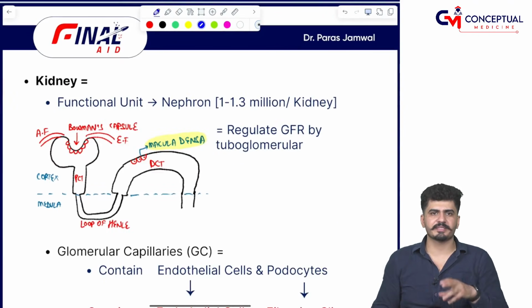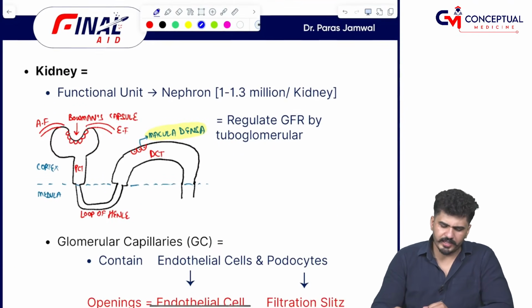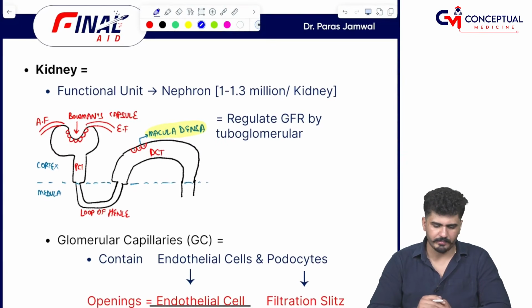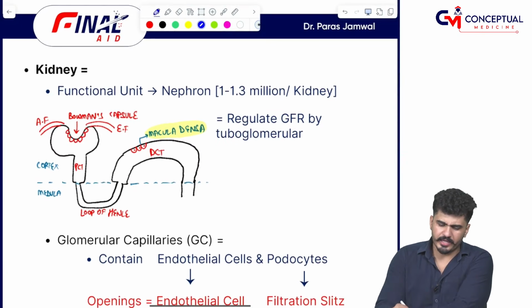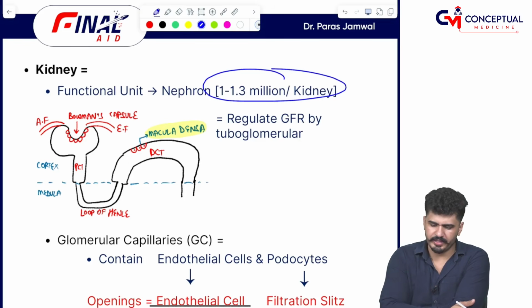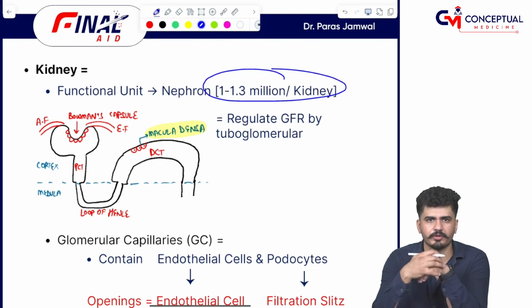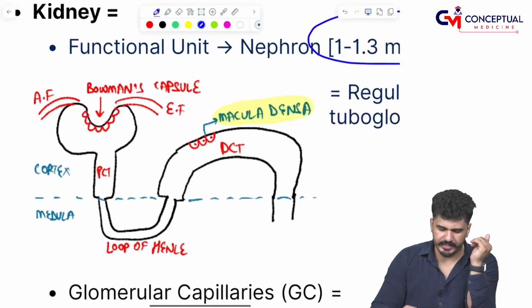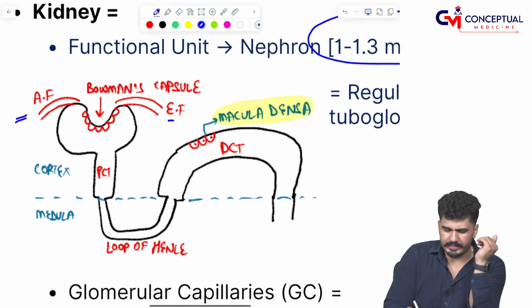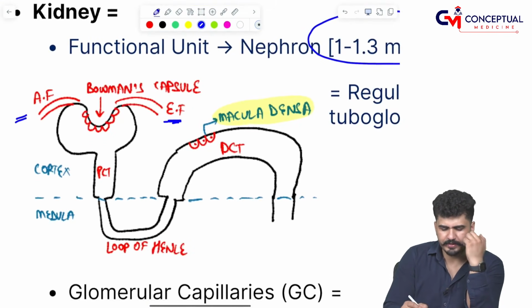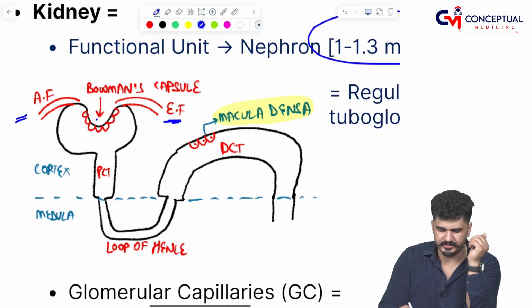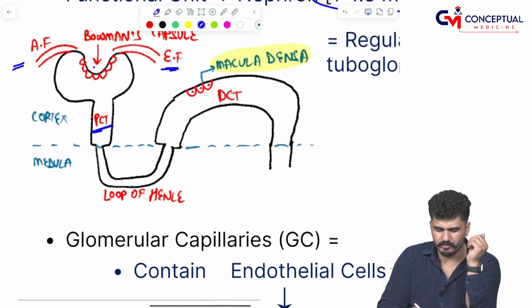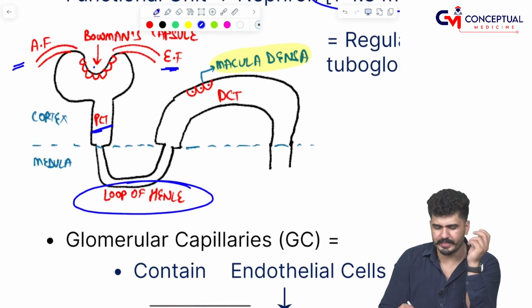Now coming to the next system, the kidney. So the nephron is the functional unit, my dear friends. Remember, in each kidney we have 1 to 1.3 million nephrons. So remember what is present right here: afferent and efferent vessels are present. This is Bowman's capsule. Here is the filtration slit. Then there will be the proximal convoluted tubule, the loop of Henle, ascending and descending.